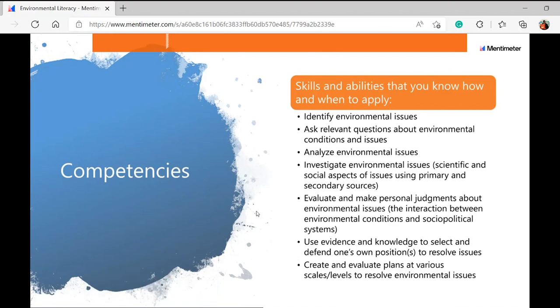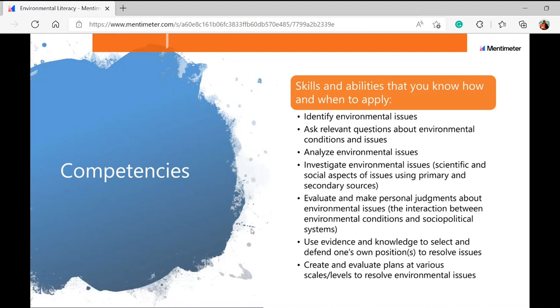The second area which is highlighted was the competencies, which is a combination of skills and abilities that you know how and when to apply. This is important, knowing how and when to apply those. So the skill of identifying environmental issues, being able to see what is a problem, and then asking questions about environmental conditions and issues, being able to identify the right questions to know more about it or raise those issues with the different stakeholders.